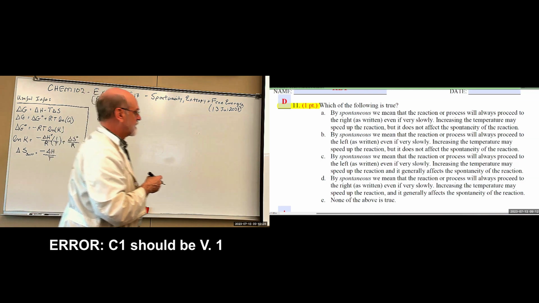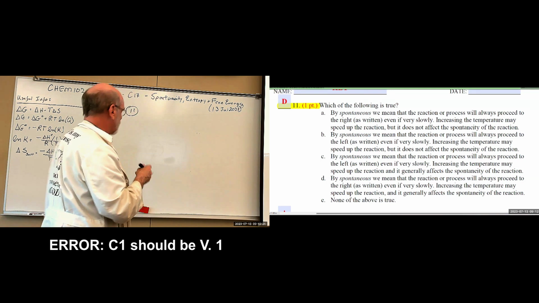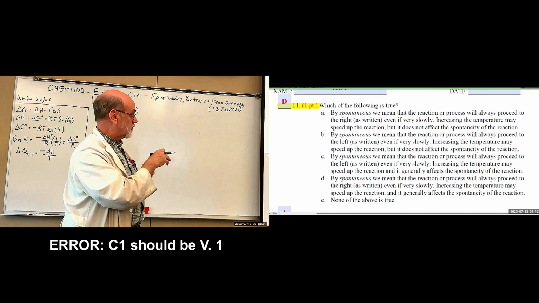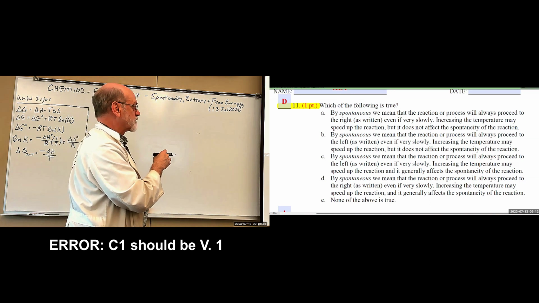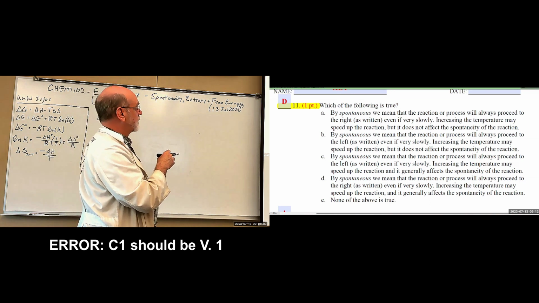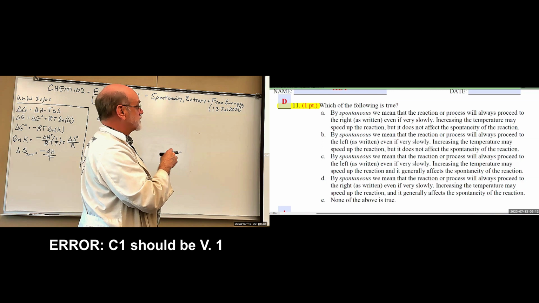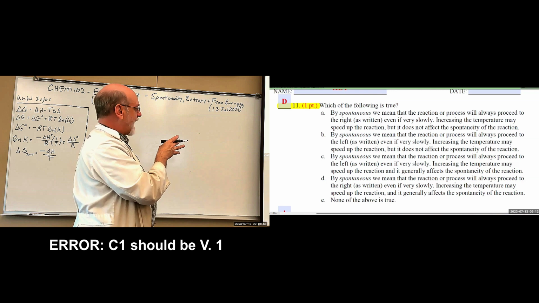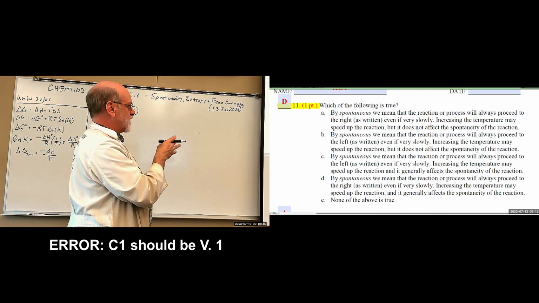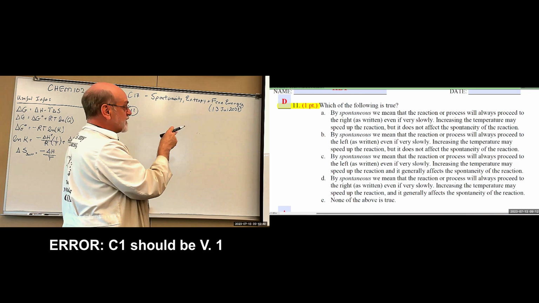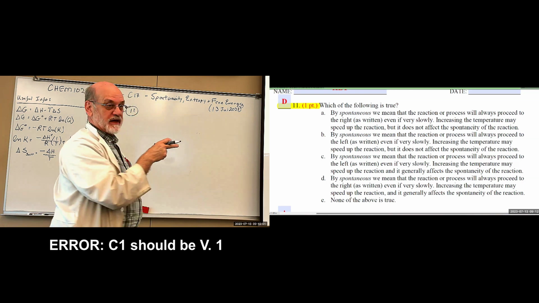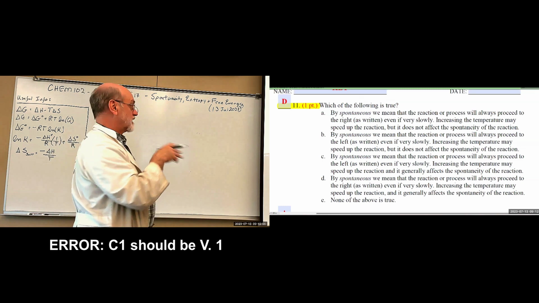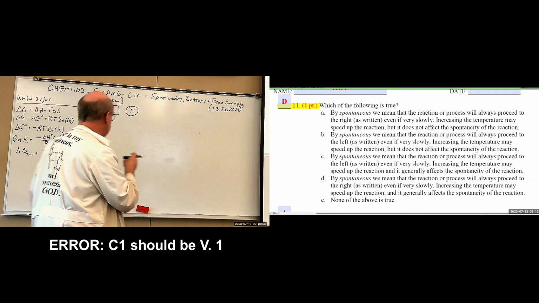How about D? By spontaneous, always proceed to the right. Okay, so that one's good up to that point. Let's see what else we've got going for us here. Increasing the temperature may speed up the reaction, which is the same statement as A so far. And it generally affects the spontaneity of the reaction. A says temperature change does not affect the spontaneity of the reaction. D says it does. So that's the difference.